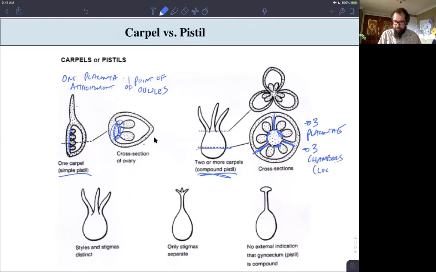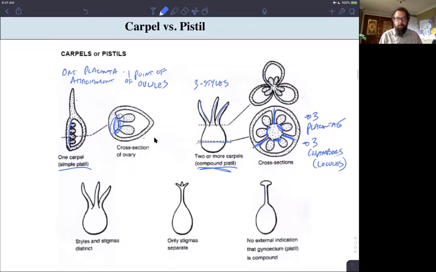We also call those locules, or 3 locules. That's another indication that this is 3 carpels that were fused together into 1 compound pistil. If I look at the external morphology, I also see that there are 3 stigmas, 3 styles with 3 separate stigmas. That is another indication that this is a compound pistil made up of 3 carpels. So the external morphology helps with this.